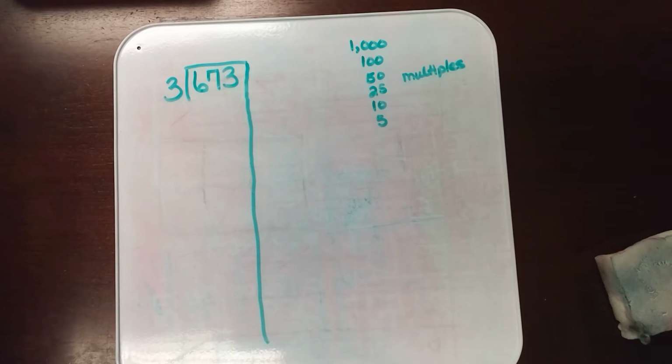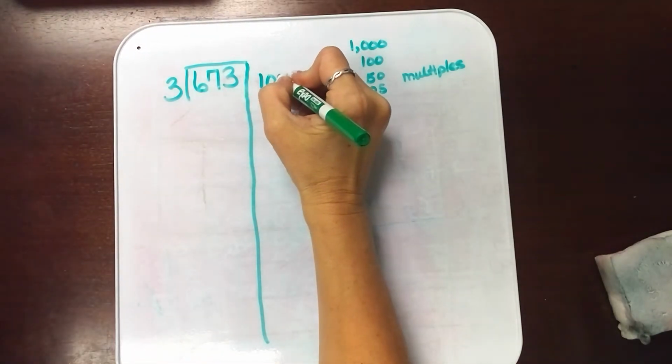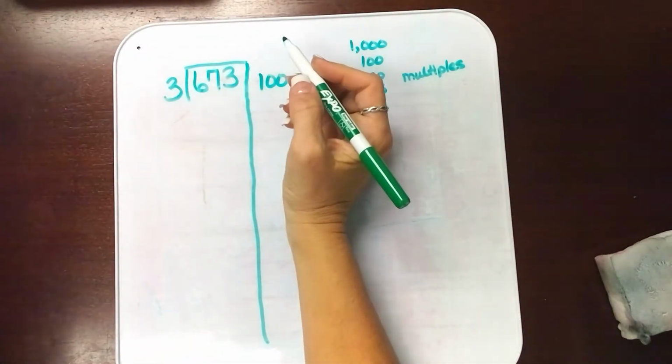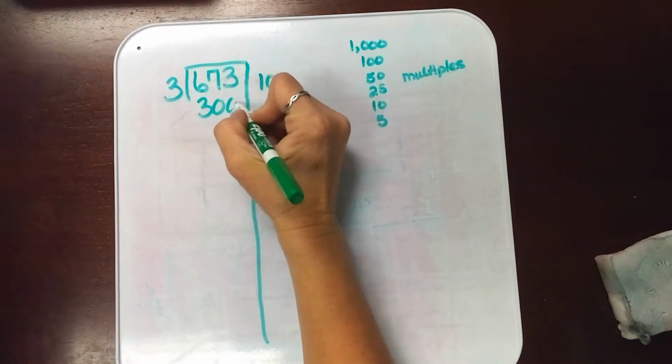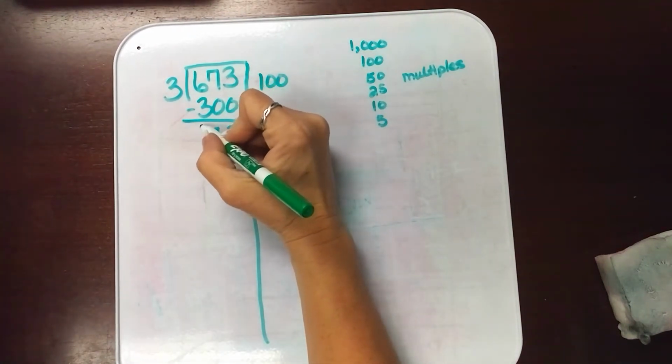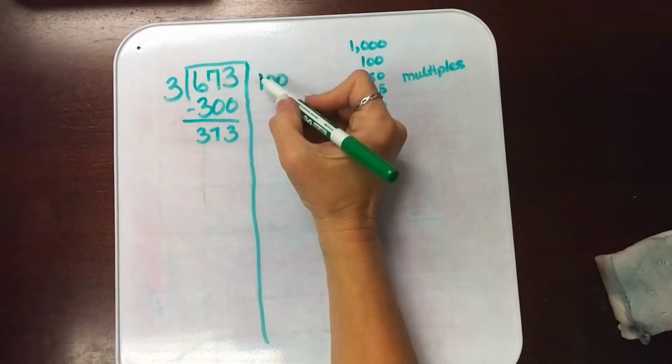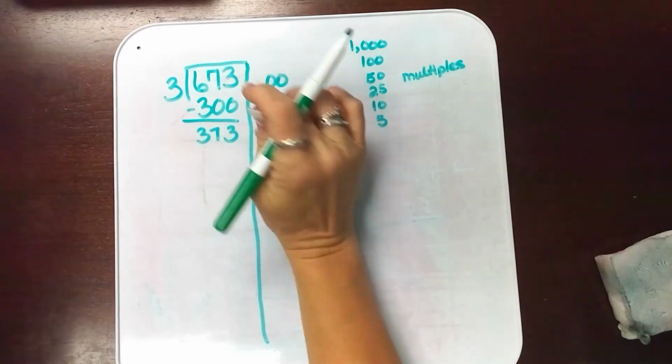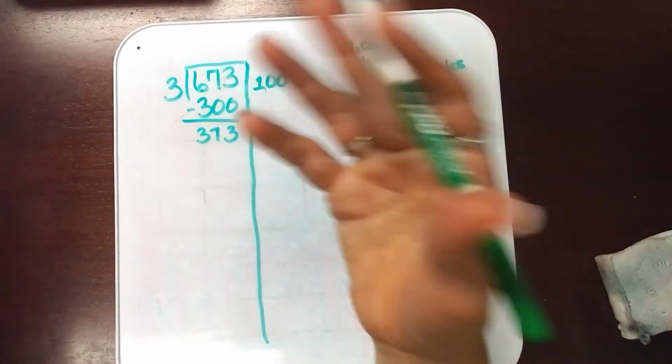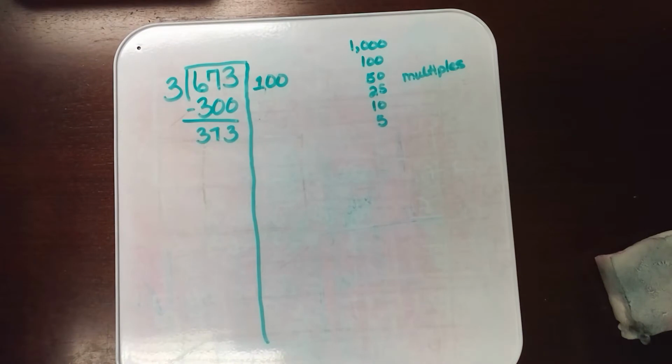So here I have 673. Definitely I can't put 1,000 in each group because I don't have 3,000. Can I put 100 in each group? Yes. So I can take out 100. 100 times 3 is 300, and I subtract it. Some students may have seen that I could have taken out a group of 200 and gotten 600. If they see that, great. If they don't, that's fine too. Remember, it's whatever is efficient for that student. And if I don't know my multiplication facts, doing multiples of 100 may not be what's efficient for me.